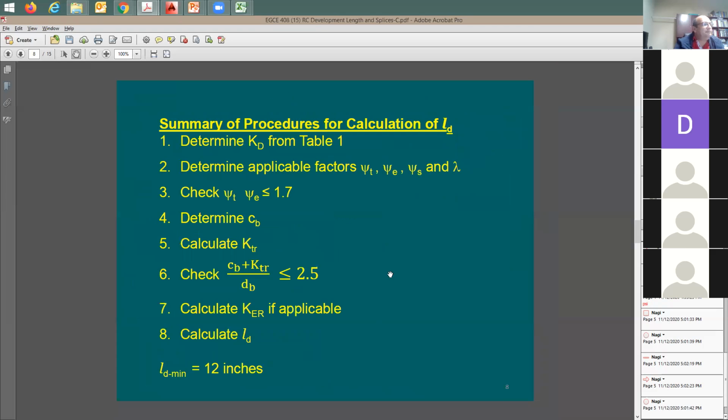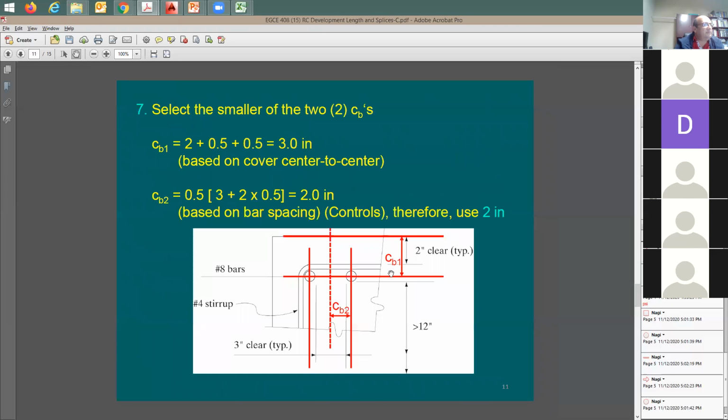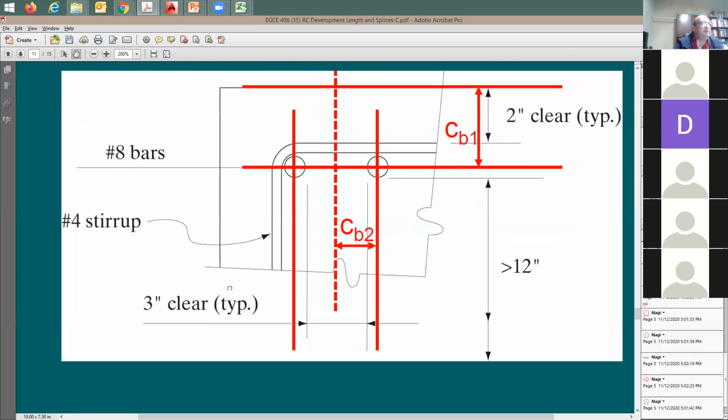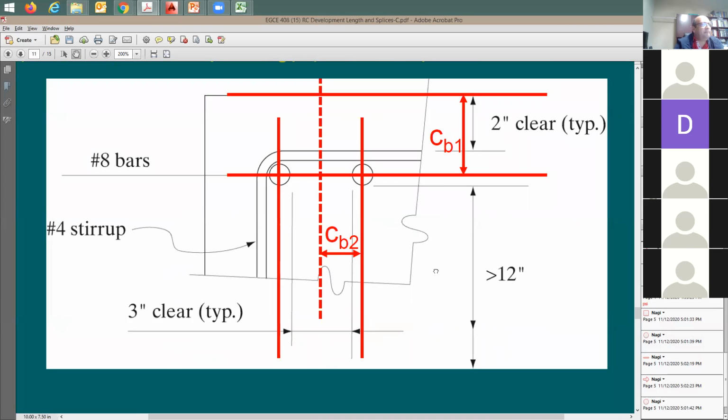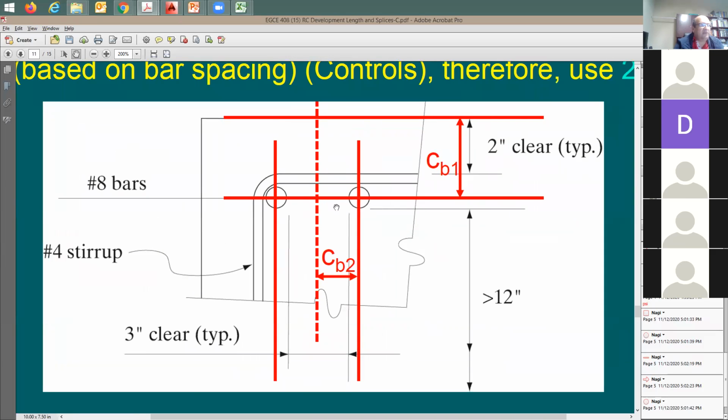Let's look here at this picture. I'm just going to be skipping some items here. Just go through this example to show what is meant by C sub B. Here are the rebars that you're trying to develop, these two rebars. Here's the tie. You can say C sub B is the distance from the center of the rebar to the top of the concrete. Now, if you are developing this rebar, it's the distance from here to there or the distance from here to there.